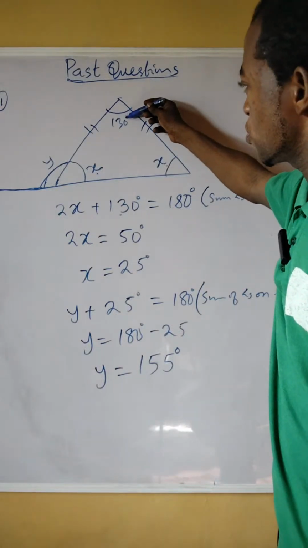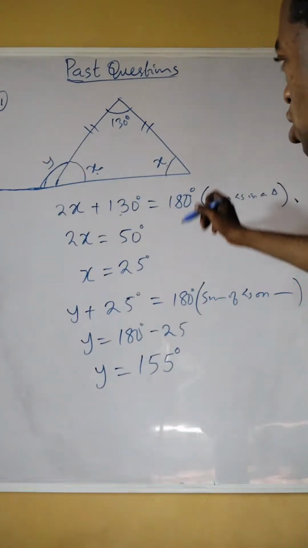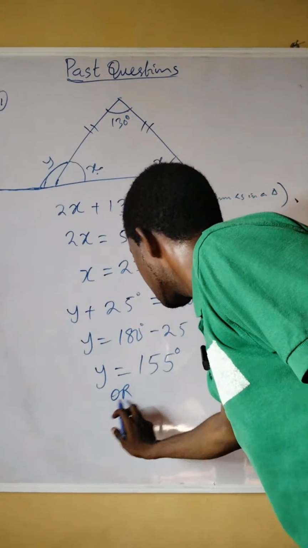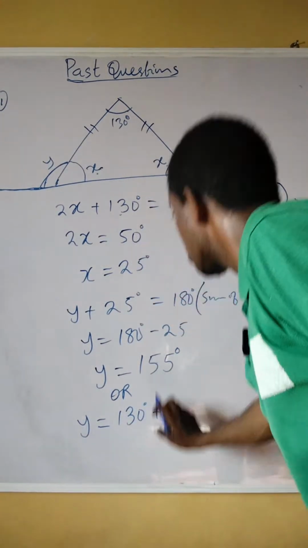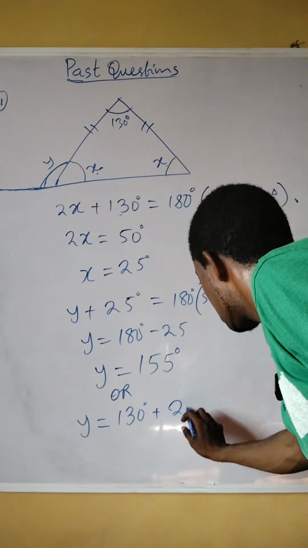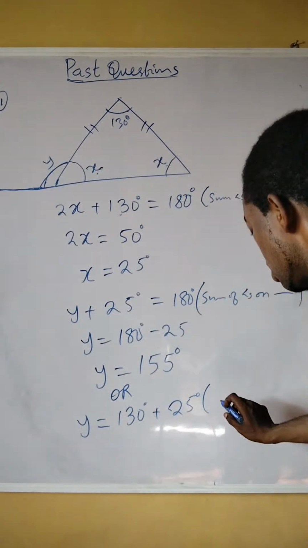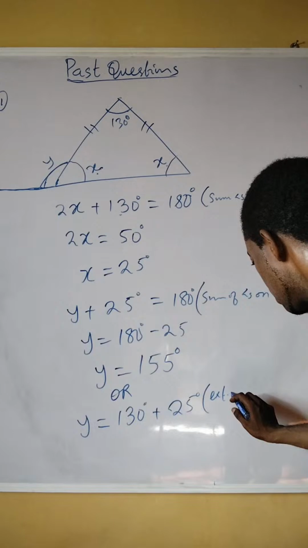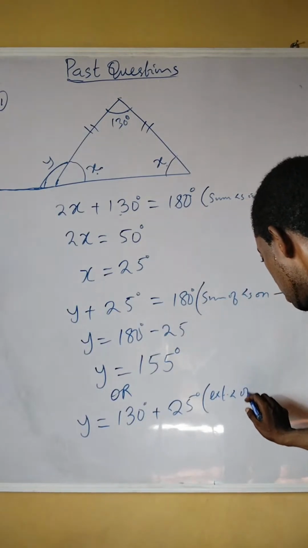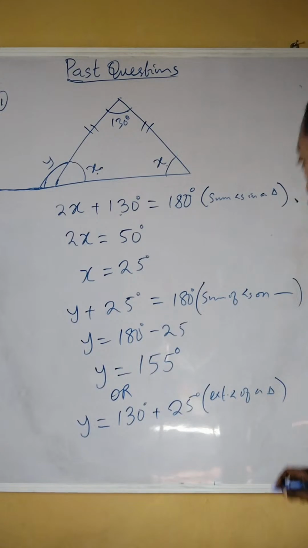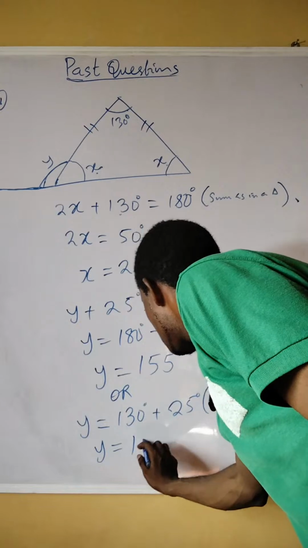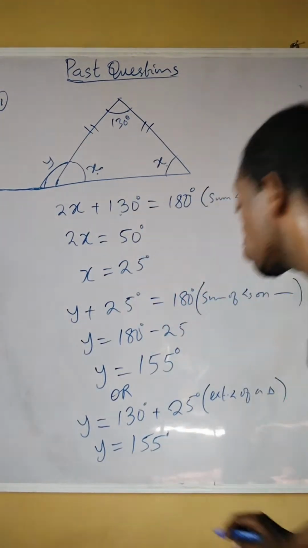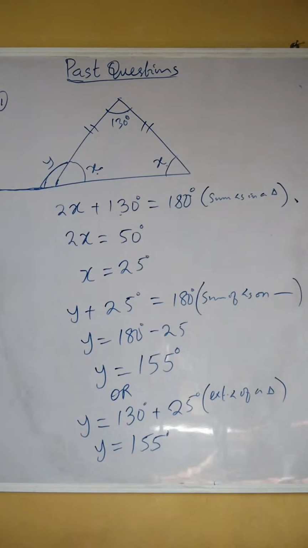And there is another way of getting this, because y here is an exterior angle, it is also equal to the sum of the opposite interior angles. So this is an exterior angle of a triangle, equal to the sum of the two opposite interior angles. So here y is 155 degrees. So whichever way we solve this, we still have the same answer.